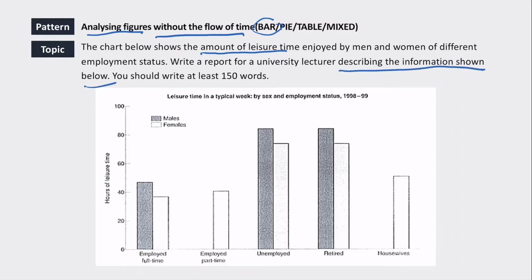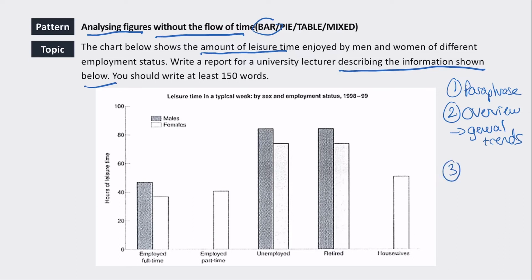So describing it, pulling out the most important information. Usually when we're doing IELTS Task 1, first we want to paraphrase what the chart is showing us. Second, we want to give our overview of the general, most important trends. And then we want to give details. Usually these will be combined into one paragraph, and then we'll have details 1 and then details 2.